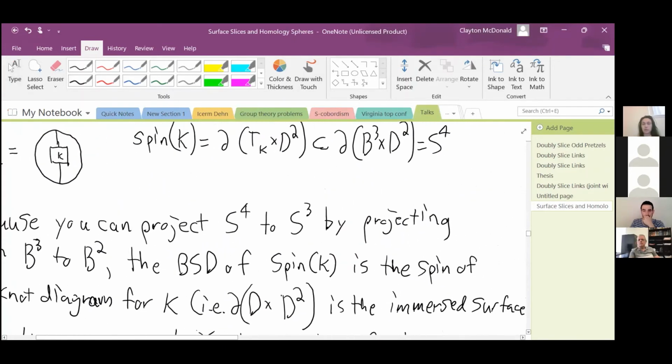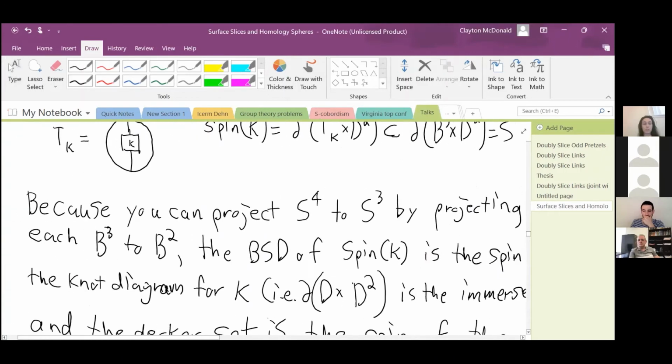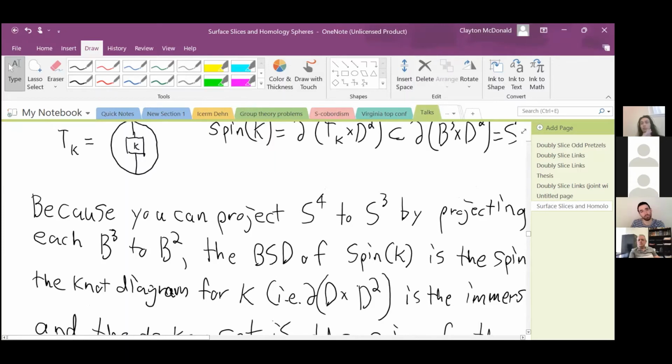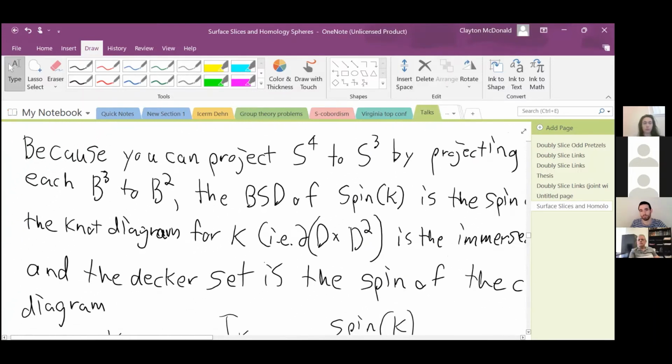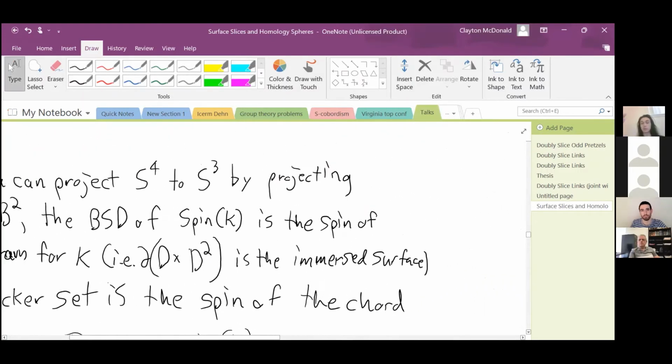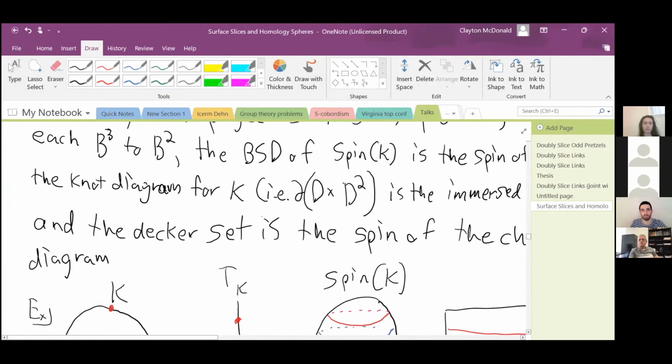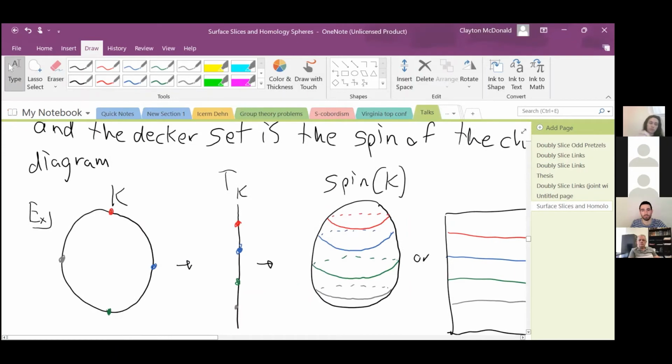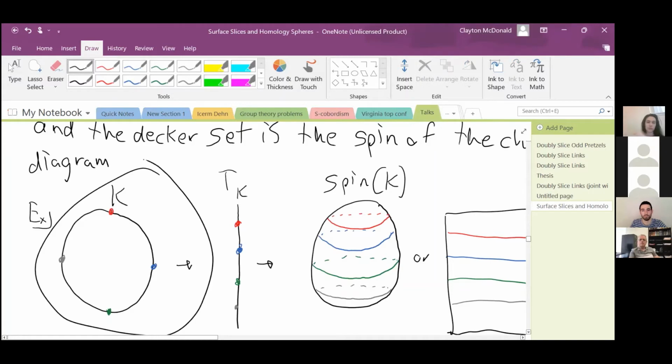And so what that tells you is that the broken surface diagram of the spin of K is the spin of the knot diagram, i.e., the associated immersed surface is literally the spin of the knot diagram. So the boundary of the diagram cross D2, living in B2 cross D2, or D2 cross D2. Okay. Furthermore, the Decker set is going to naturally be the spin of the chord diagram. So let me give an example of that. Again, they wouldn't necessarily be marked this way with colors, but let's say we have a knot. This is only two crossings, so it's maybe not the most realistic thing, but this is roughly what I mean.